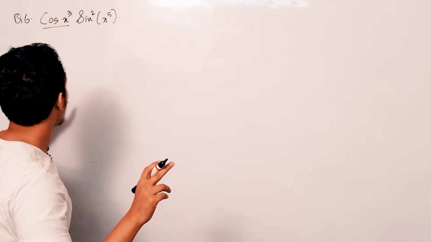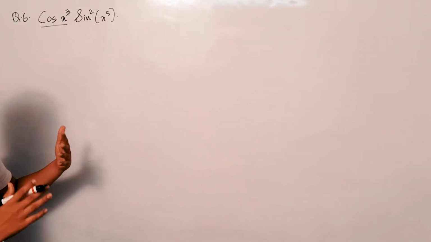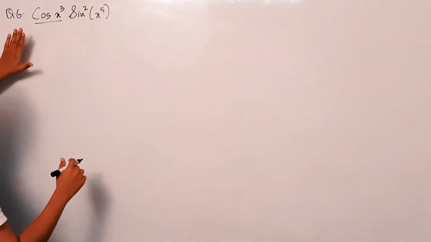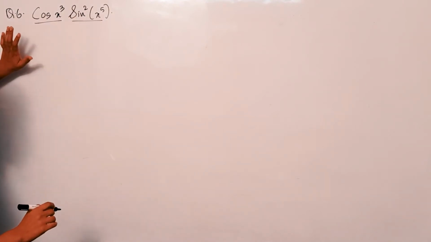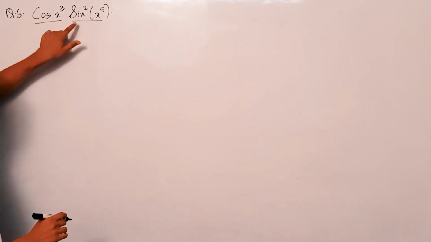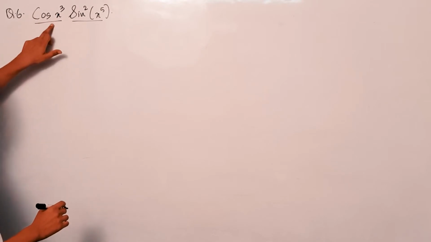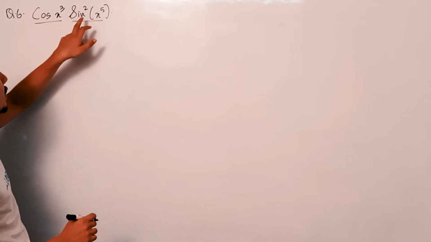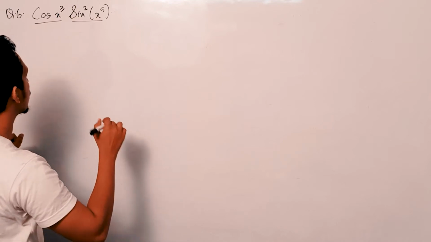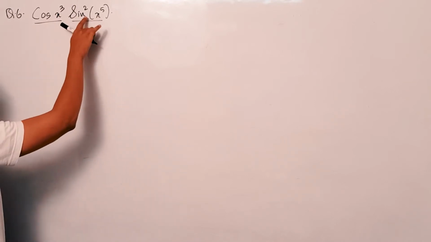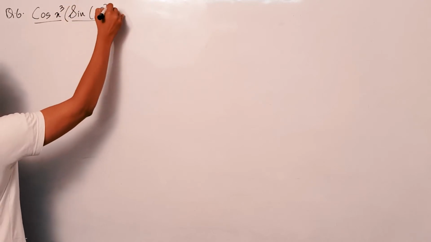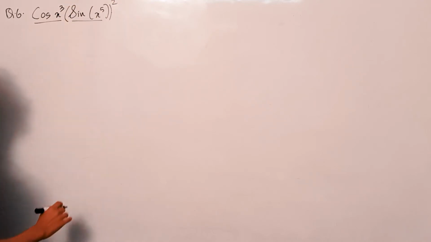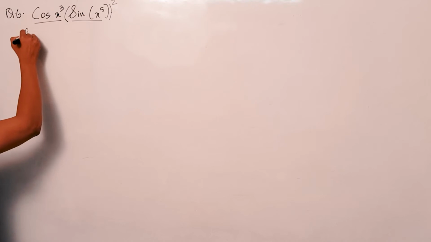Hey, so this is question number 6. Let's pay attention to how many functions there are. Let's consider this as first function and this as the second function. Okay, there is a cos and there is sine. There is x cube inside cos and there is x raised to 5 inside sine. But pay attention, this is sine x raised to 5 whole square. Okay, so that itself can be considered as a function. Okay, that's your question. Now we'll start solving.